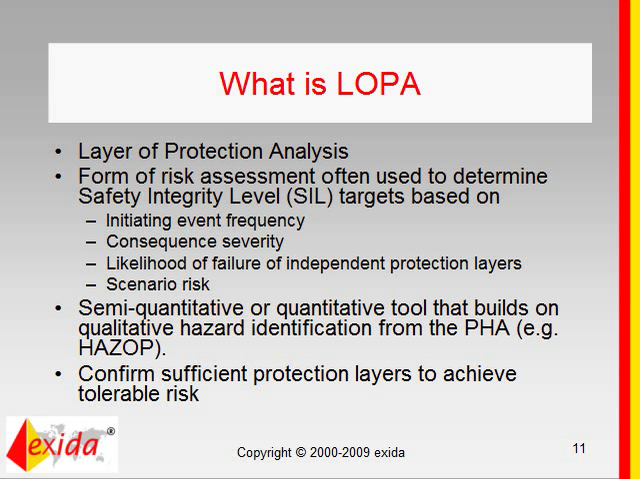It is a semi-quantitative or quantitative tool that builds on the qualitative hazard identification from the process hazard analysis, typically your hazard and probability study. And it allows us to clearly take credit for different layers that have been implemented, or different protections that have been implemented when it comes to determining how much risk reduction we need.